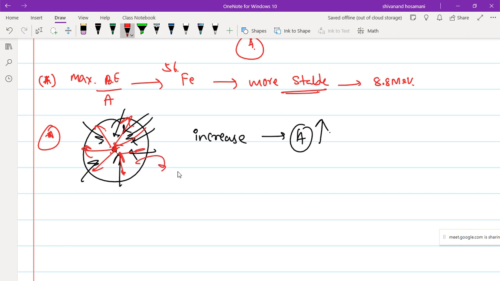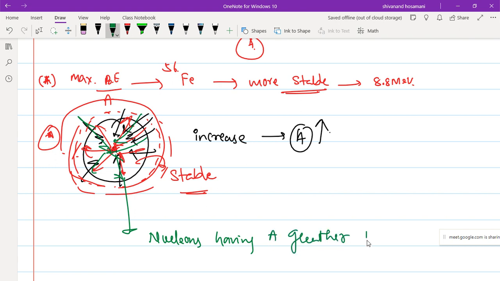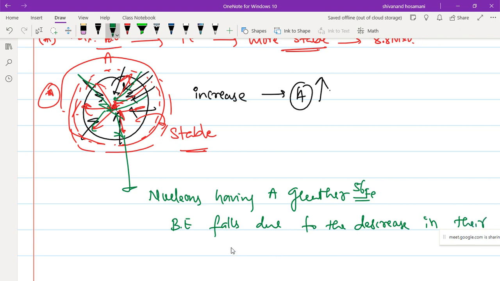But what happens here? If you go on adding the nucleons, their size is going to increase again. Volume is going to increase. As their volume increases, its stability to hold all the nuclei is going to decrease. That's why for nuclei having A greater than iron, greater than Fe56, the binding energy falls due to the decrease in their stability. So why does stability decrease here? Because of the more number of nucleons, it cannot hold all the nucleons with the same energy.